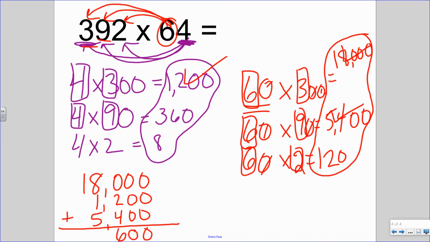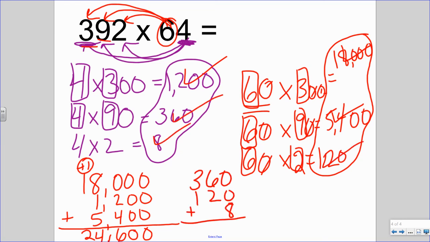0, 0, 6, 8 plus 1 is 9, plus 5 is 14. Carry the 1, and that's a 2. So part of my answer is going to be 24,600. Then I have these smaller pieces left, 360 and 120 and 8. So that's going to get me 8, 8, and 4.